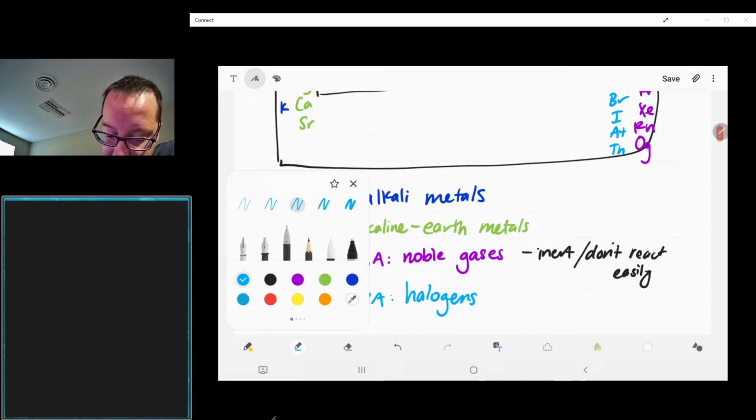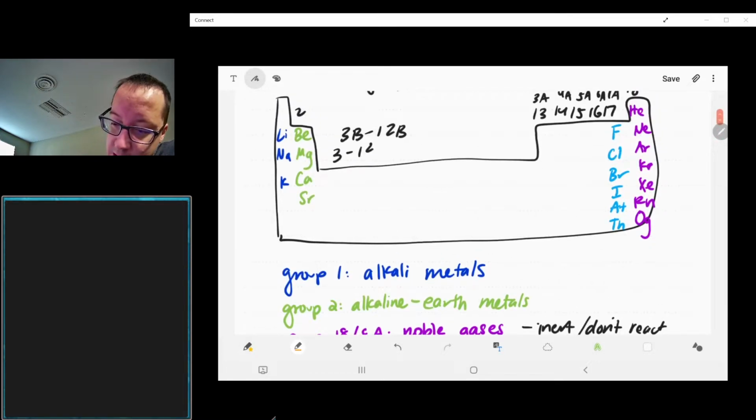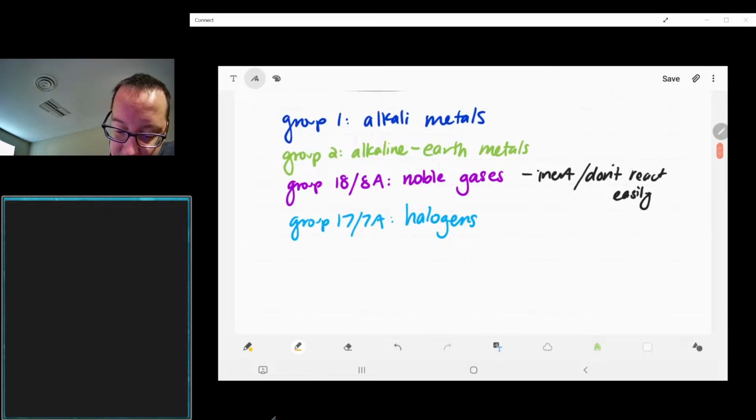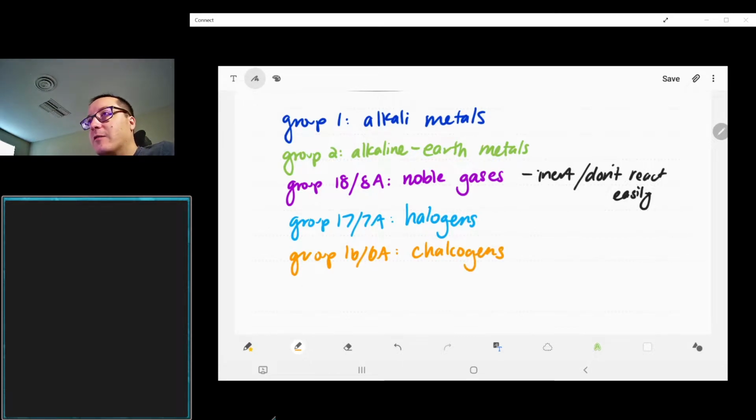And let's see, last color, what shall we use? How about orange? We have the last group we're going to talk about. I don't even know what's under selenium. Group 16 are going to be our chalcogens. I don't remember what that name actually means, but who cares?